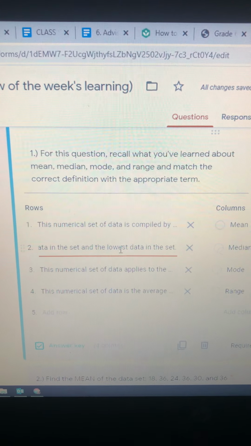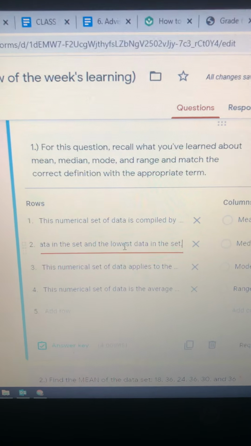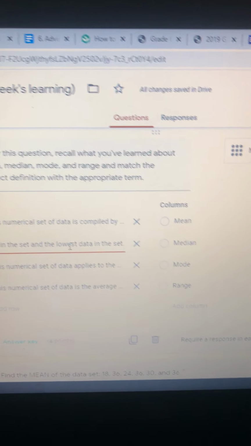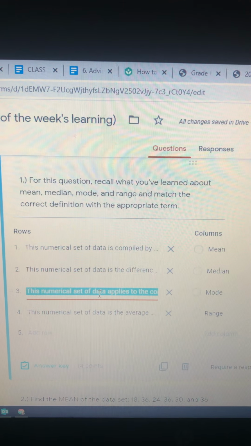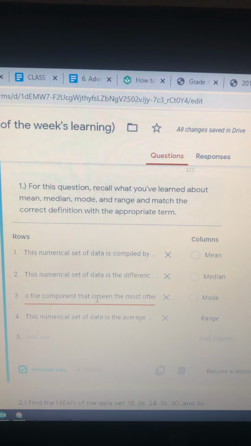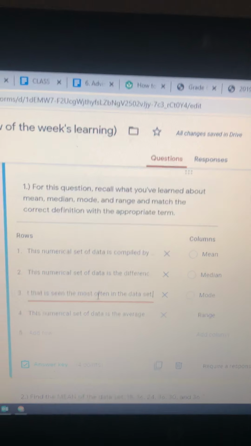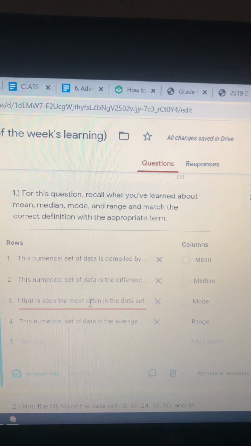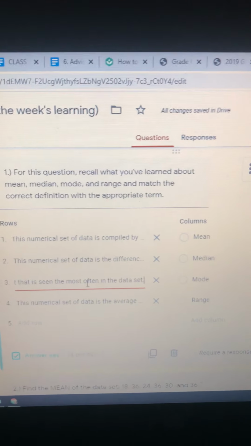So hopefully by now you've already selected median for number 1, because that's what's in the middle. The median is in the middle. Remember, the range is the difference between the highest and the lowest. And then this numerical set of data applies to the component that is seen the most often. So which one of those reminds you of the most often? And then the last one says this data set is the average. And so we know that should be mean.